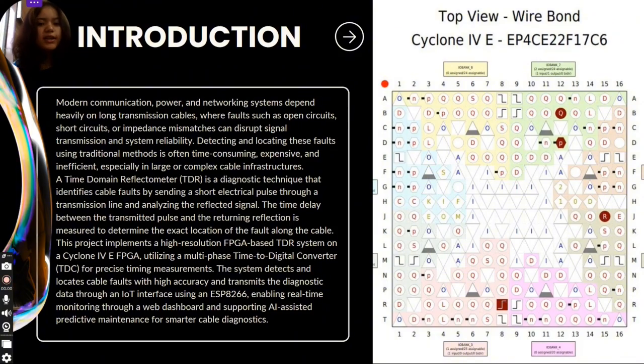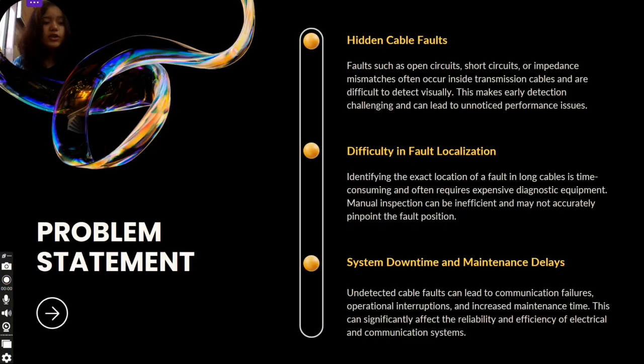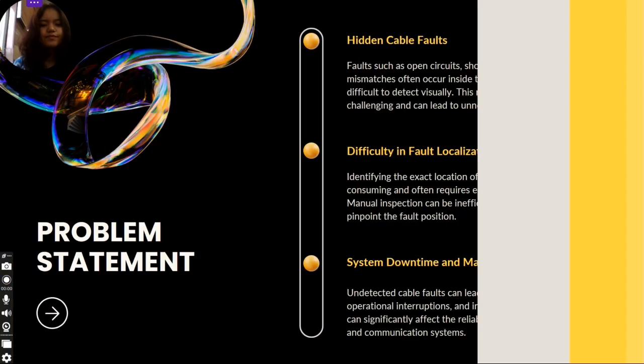So TDR is basically a technique that identifies cable faults by sending a short electric pulse through a transmission line and analyzing the reflected signal. Traditional TDR uses an external pulse which can disturb the system, and by using an FPGA, we don't need to send any test signal. That is, we can monitor the normal communication signal that is already present in the cable. Also, we can observe distortions caused by the reflection. We can measure the time difference between the original signal and the reflected signal.